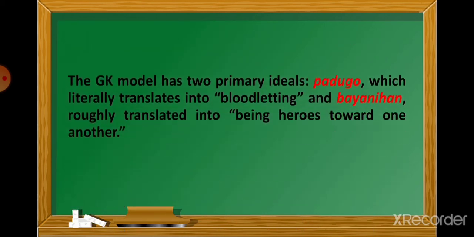So the GK model has 2 primary ideas: the padugo, which literally translates into bloodletting, and bayanihan, roughly translated into being heroes towards one another. These 2 concepts come together to illustrate a community that is grounded on collective participation and accountability.